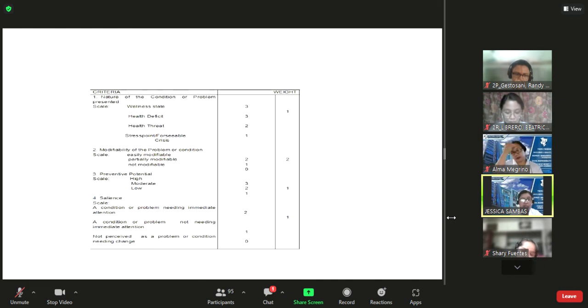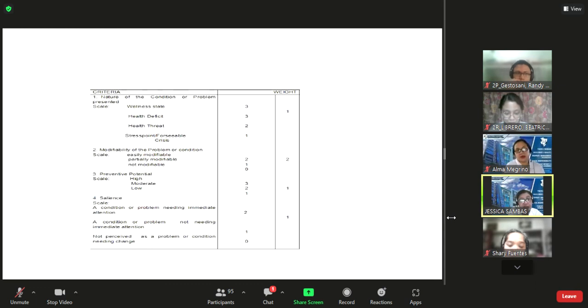Now, if a condition or problem does not need immediate attention, we give a score of 1. But if it is not perceived as a problem or condition needing change, we give a score of 0. The weight is 1. How to compute for this? Okay? So what we will do, for example, the earlier one, threat for cross-infection, PTB, as health threat.